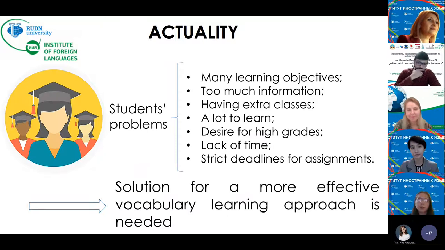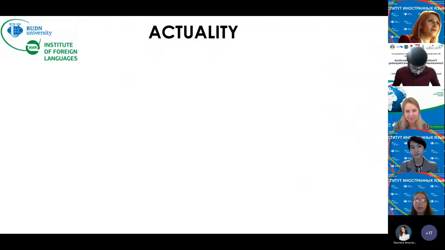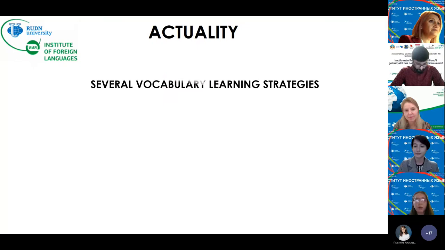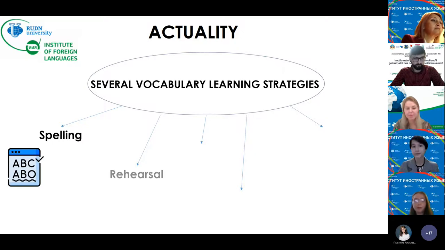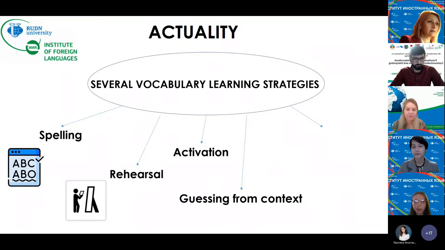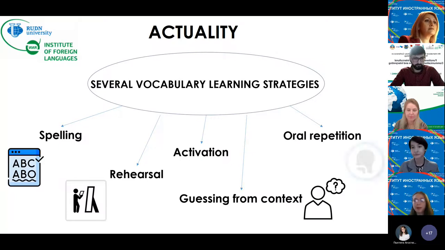Having made research into methods of vocabulary acquisition, we found out that implementing several vocabulary learning strategies is considered to be the most effective way to memorize new lexical items. Some of these methods are spelling, rehearsal, activation, guessing from context, and oral repetition. Studies and experiments carried out by linguistic scientists prove the efficacy of these strategies.